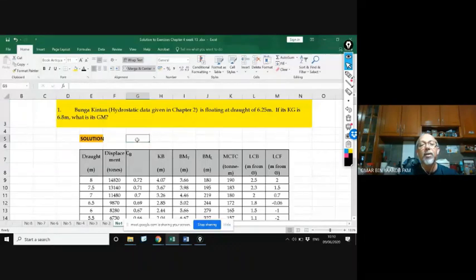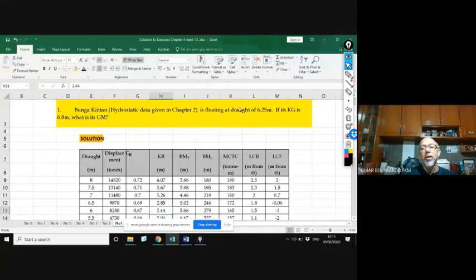It's a very simple question, but it is actually trying to see whether you understand what hydrostatic particulars are, from chapter 2, and whether you understand the relationship between KB and BMT, and KMT, and GMT. So that relationship is very important. So we want to see it here. This is a copy of the hydrostatic particulars from Bunga Kintan.